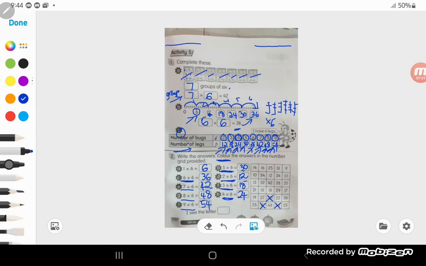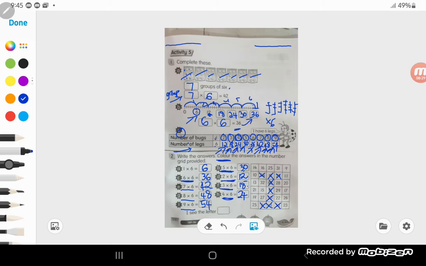12. Where is 12? Okay, 12. 42. Where is 42? Which one is 42 here? I cannot see 42. Where is 40? Okay, this one is 42. And then 18. Okay. 48. 24. Where is 24? Okay. So 54.